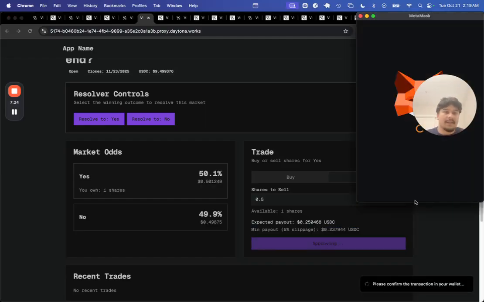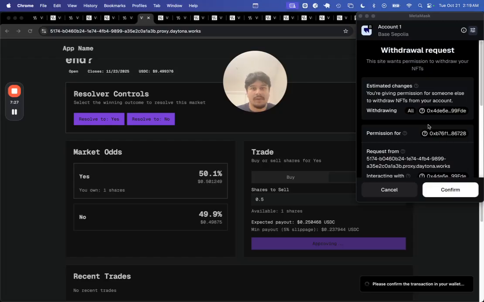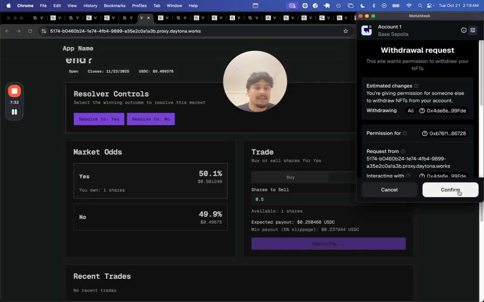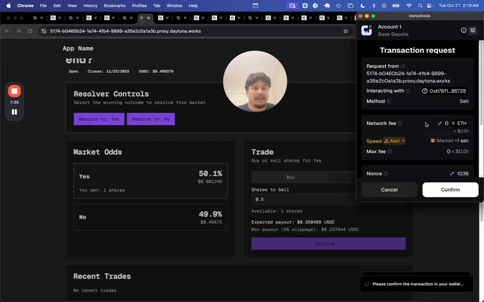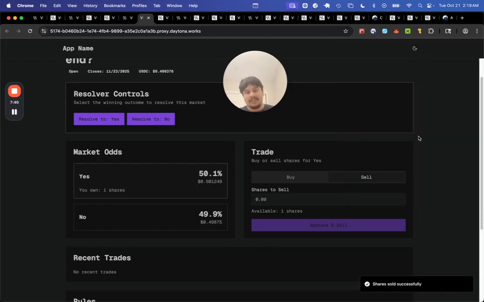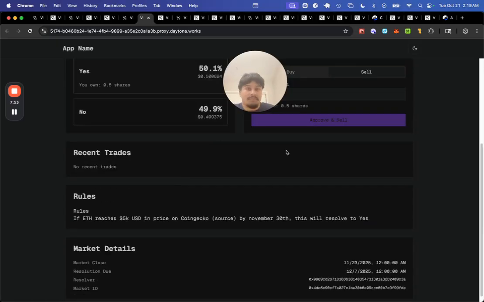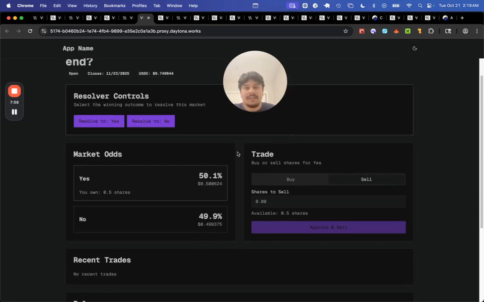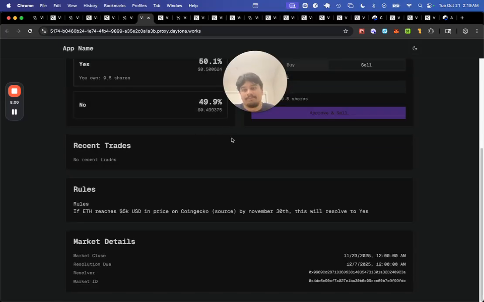And in this case, I can approve the contract to withdraw my share NFTs, and then I should be able to sign this sell transaction and then receive 25 cents worth of USDC. And then the price of each share should reflect accordingly once the app makes the next pull to the blockchain. So yeah, you have a working prediction market interface, resolver controls, and yeah, it's looking great.